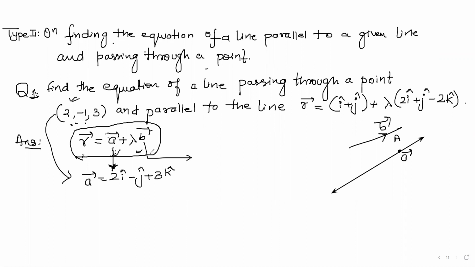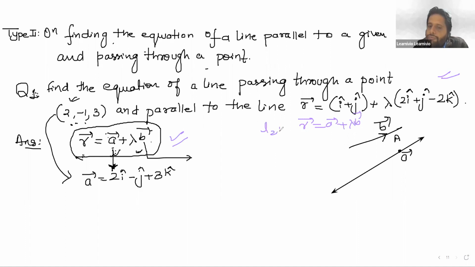B. What is B? A vector which is parallel to this line. So B is not given in this question. But if you read the complete question, they are saying find the equation of a line passing through this point and parallel to this line. So this line is parallel to this line. Now check this. If you compare this, this is your second line, L2. Compared with the standard formula, your second line is passing through this point and it is parallel to this vector B.